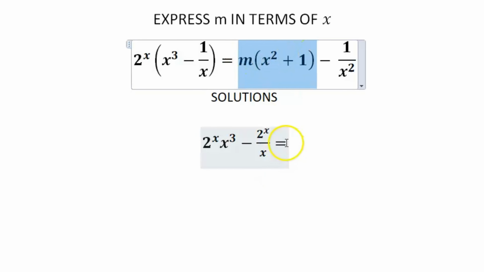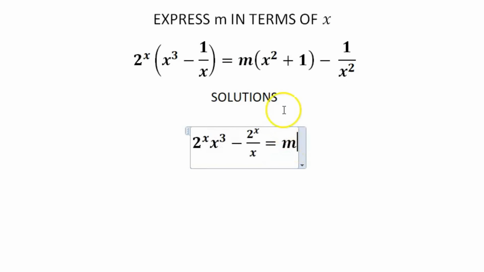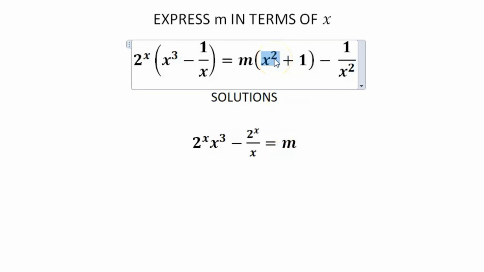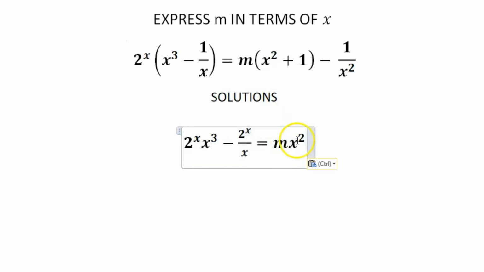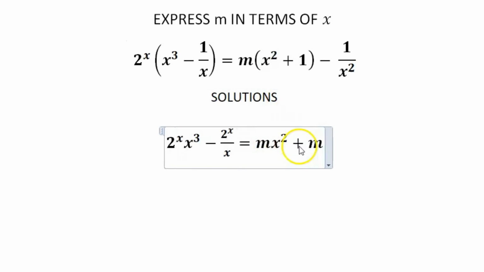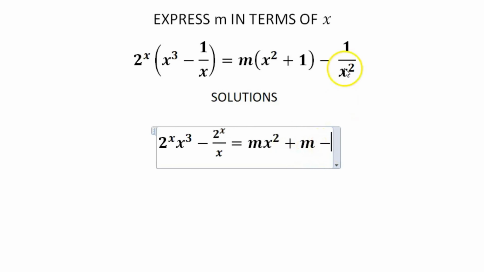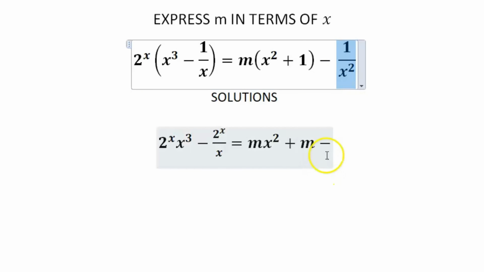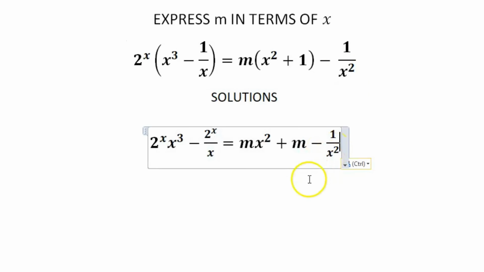In expanding that, we have m multiplying x squared plus m. And then we can write the other half and bring it in, because since there is no bracket with it, we just add it up. In finalizing this, we have to multiply through by the LCM.